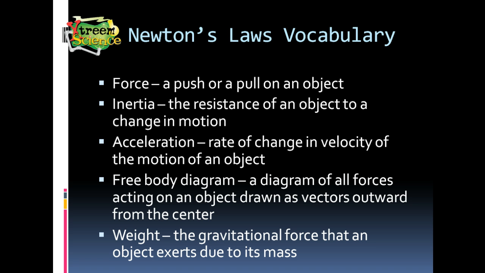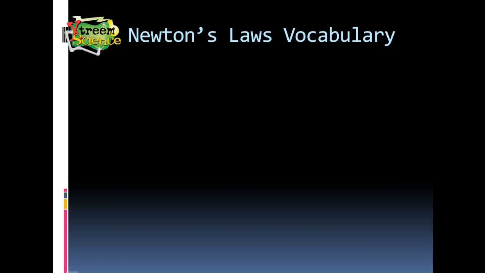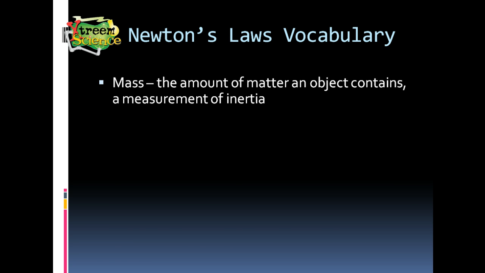Weight. It's the gravitational force that an object exerts due to its mass. Weight and mass are not the same thing, and we'll talk about that in detail in class, and we'll talk about why. Mass is the amount of matter an object contains, or simply a measurement of its inertia. So the more mass, the more inertia. And we'll see that in a demo that we do during class.